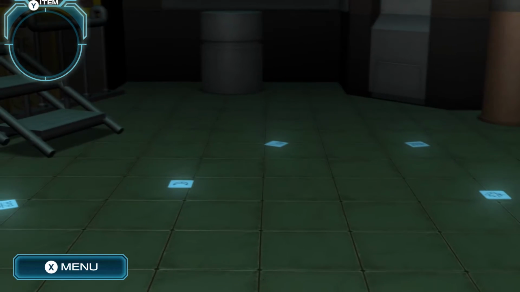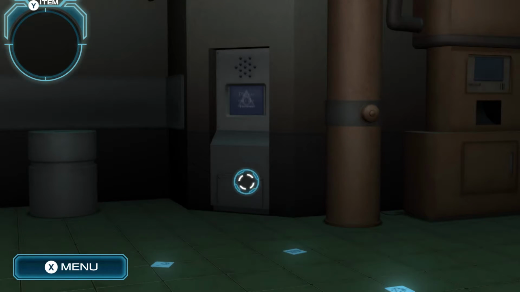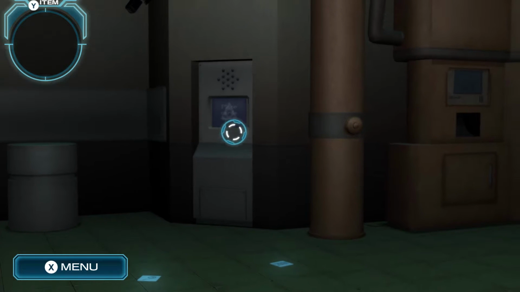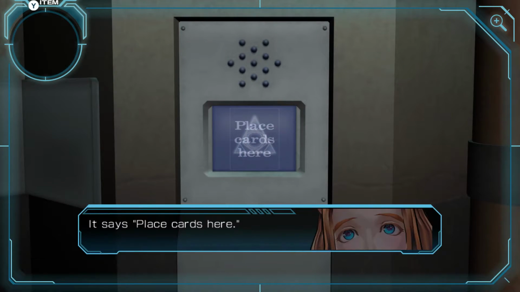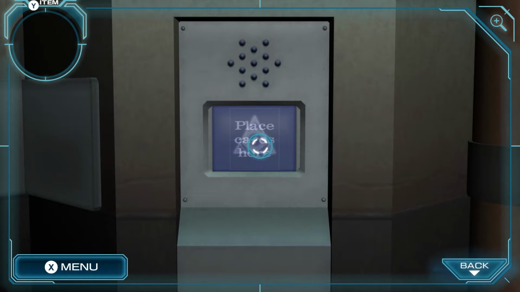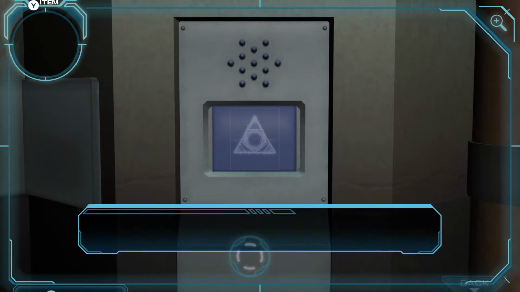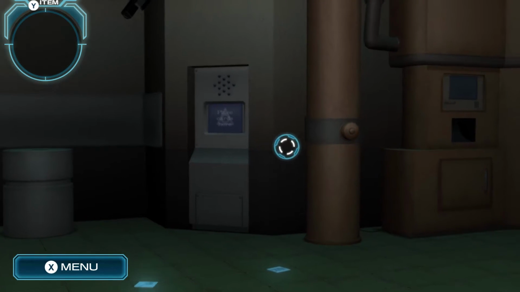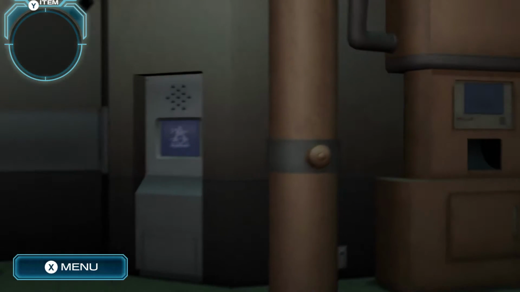I don't know where to start practically. Let's just start right here, and we'll keep going around the room. It says place cards here. I know. Okay then. I wanted to look at the cool pipe.